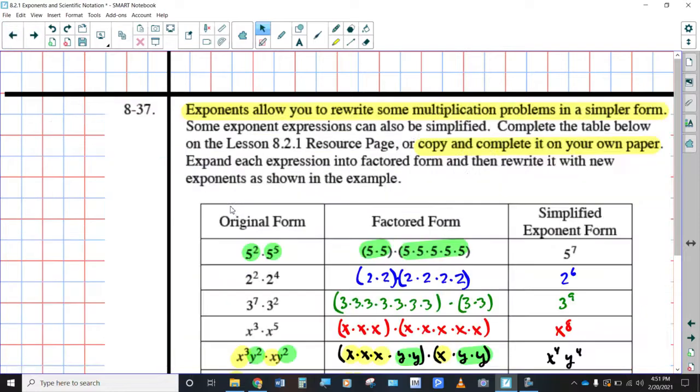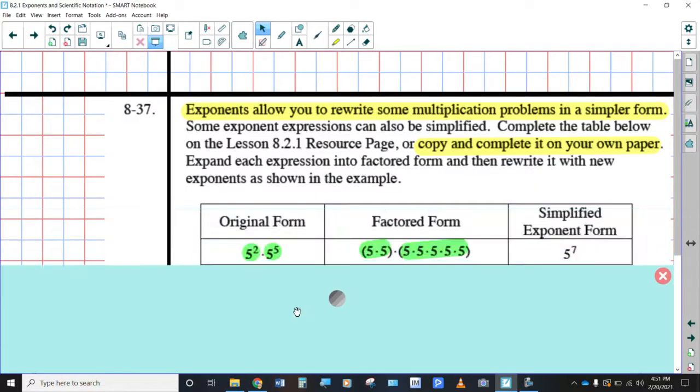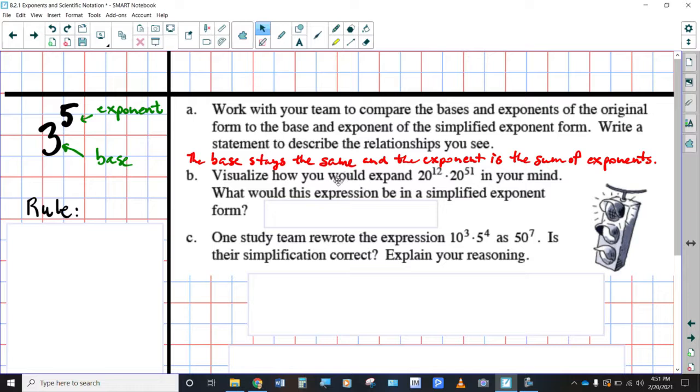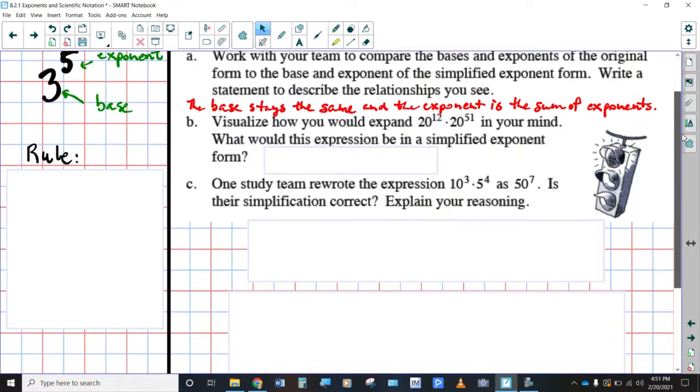Okay, so let's just look at this first example. What did you do with the bases when you went from 5 squared times 5 to the 5th to 5 to the 7th? And what did you do with the exponents? What always happens there? So I'll just give you a bit of a shortcut. The base stays the same, and the exponent is the sum of the exponents in the original form before we multiplied everything together. So that brings us to our rule for how you multiply powers together.